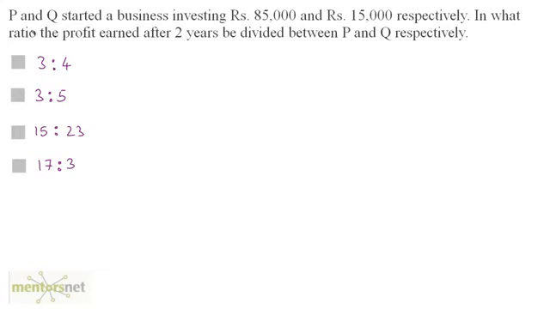Now it is given that P and Q invested 85,000 and 15,000, and they have invested it for the period of 2 years. So both have invested the amount for the same time period, right? So I can clearly say that the ratio of profit of P to profit of Q is directly proportional to the ratio of the amounts they invested. So I can write P's profit divided by Q's profit is equal to the ratio of the amounts they invested. So 85,000 divided by 15,000.